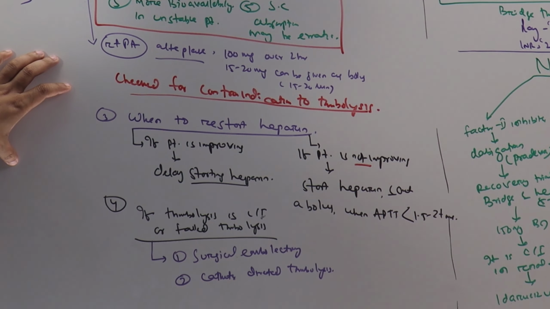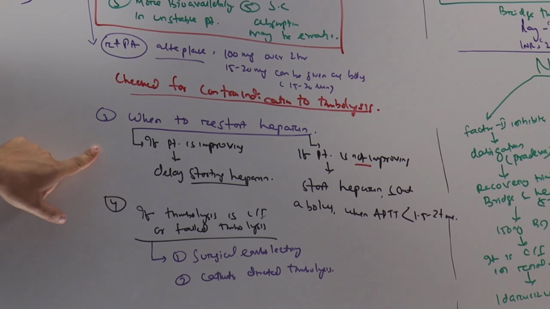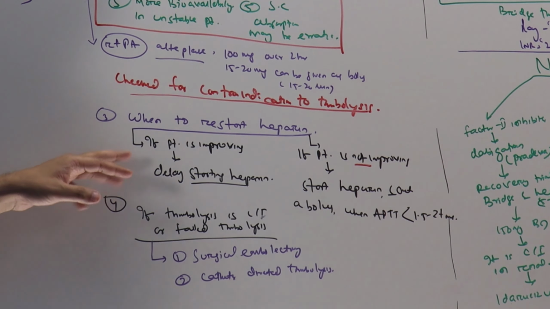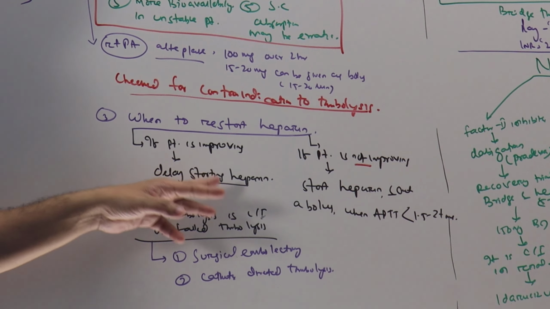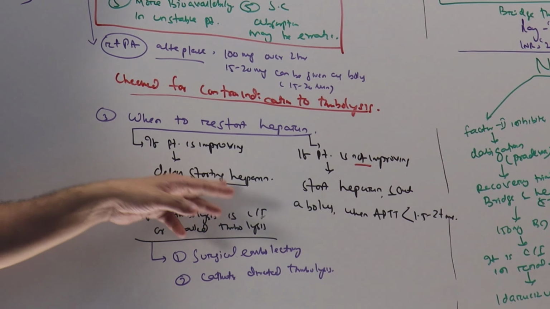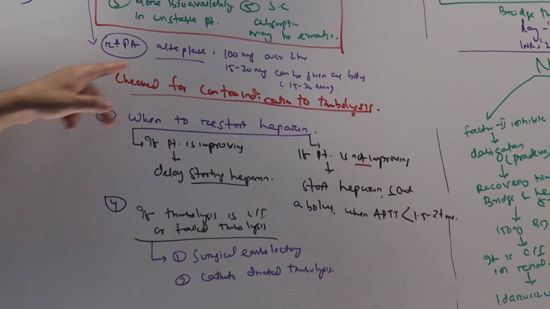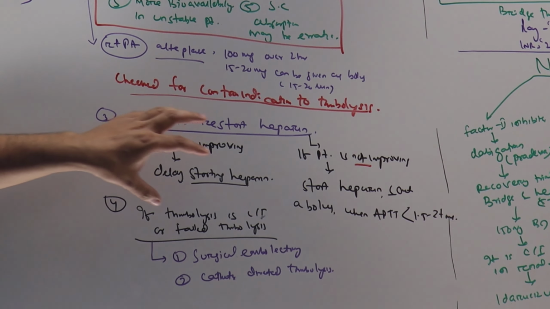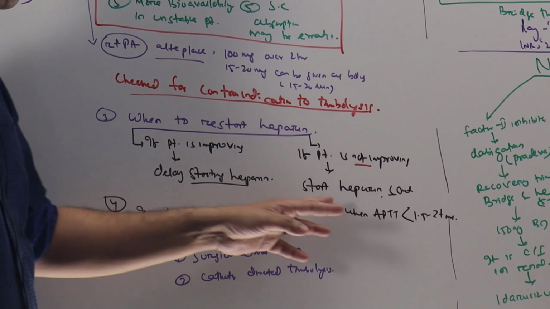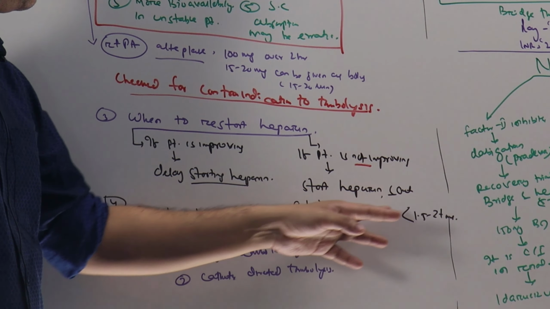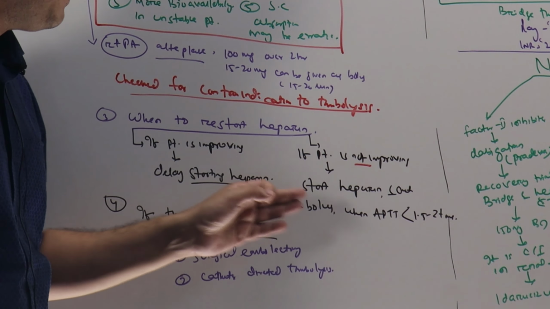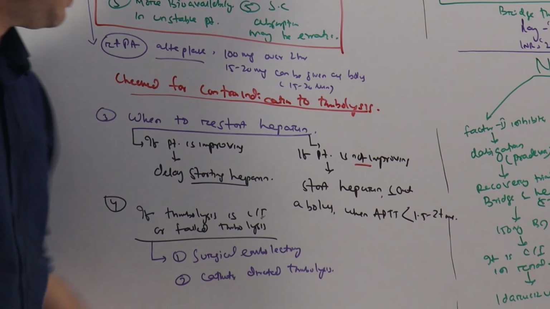Now the patient has been thrombolyzed. So when to restart heparin? If the patient is improving, then delay starting heparin because there will be high risk of developing ICH in this patient. So if the patient is improving, you can delay the start of heparin. Plus, rtPA or alteplase will produce a certain kind of coagulopathic state in the patient. Also, there will be hypofibrinogenemia, right? So delay. However, if the patient is not improving, start heparin without a bolus. And that too when aPTT is less than 1.5 to 2 times the normal.